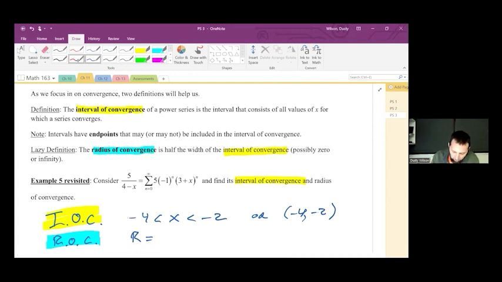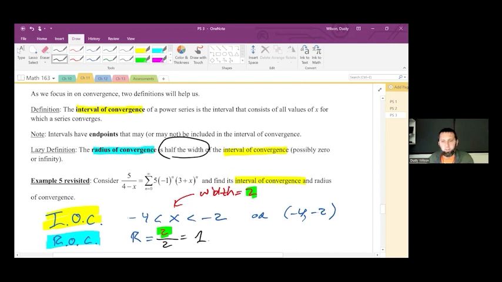So notice up here that this width is equal to 2, right? The distance between negative 4 and negative 2 is positive 2. And so my radius of convergence is going to be 2, this same 2 right here. This 2 is the same as that 2. And then I'm going to divide it by 2, and that 2 is because of the half the width part. So my radius of convergence is going to be 1 in this case.